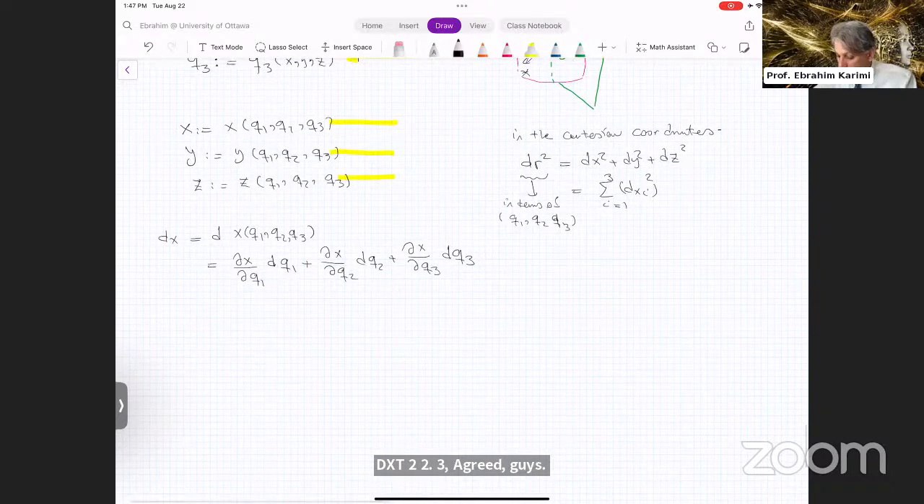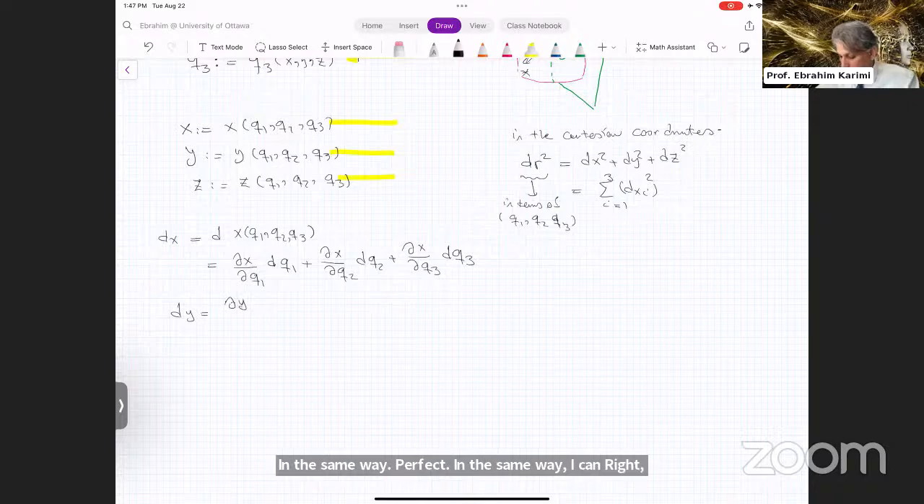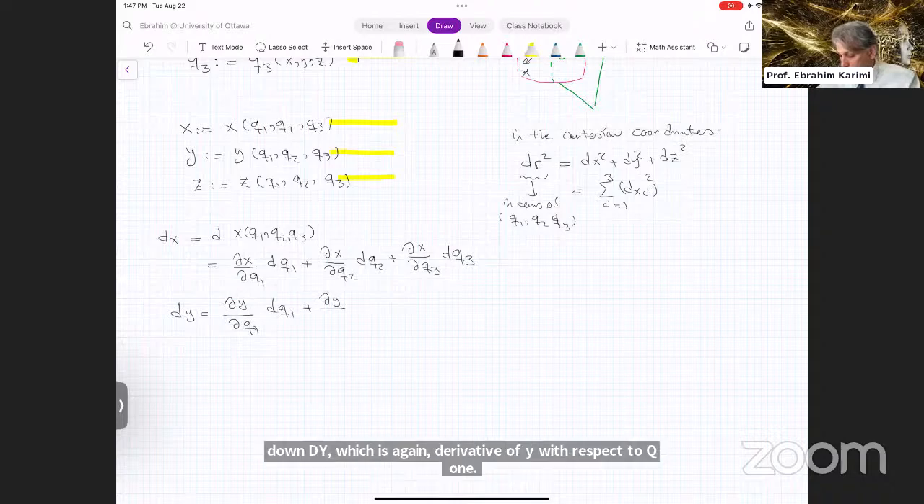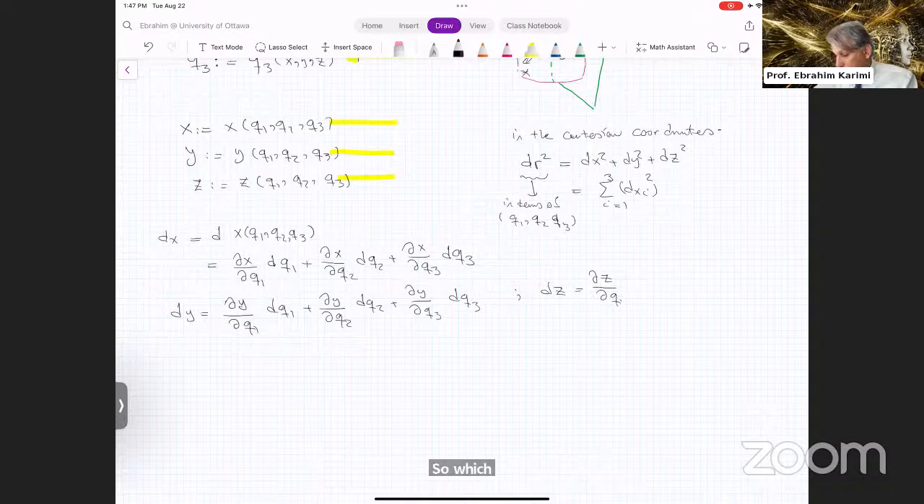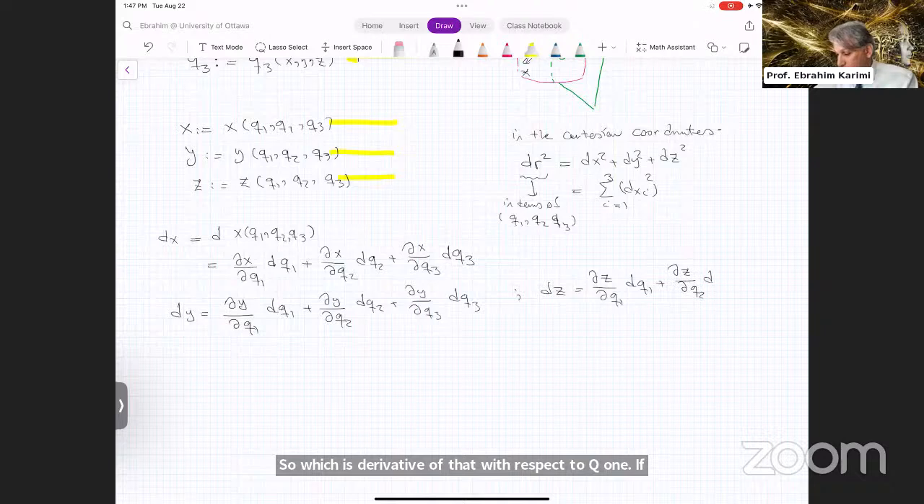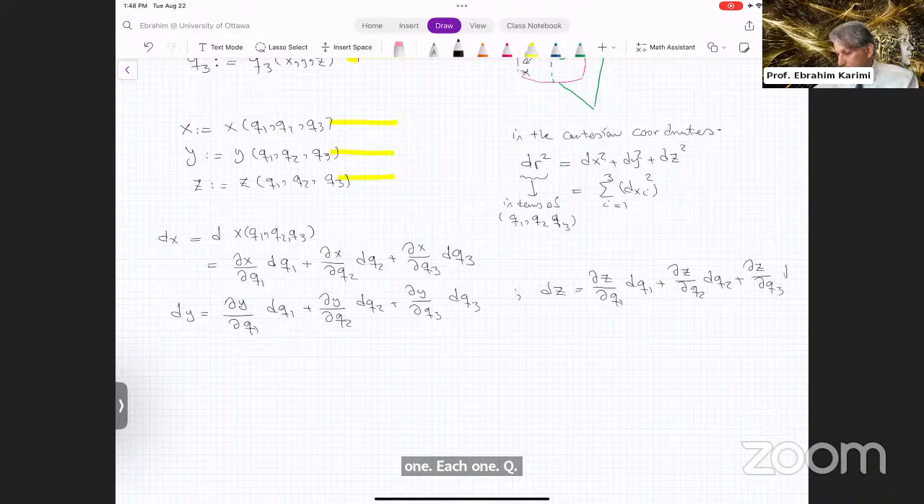In the same way, I can write down dy, which is the derivative of y with respect to q1 dq1, plus the derivative of y with respect to q2 dq2, plus the derivative of y with respect to q3 dq3, and the same way for dz, which is the derivative of z with respect to q1 dq1, plus the derivative of z with respect to q2 dq2, plus the derivative of z with respect to q3 dq3.